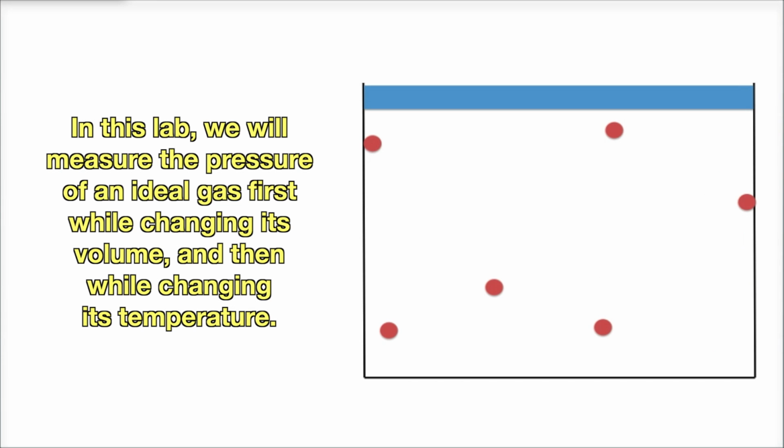In this lab, we will perform two experiments. In the first experiment, we will measure the pressure of an ideal gas while changing the volume, and in the second experiment, we will measure the pressure while changing the temperature.